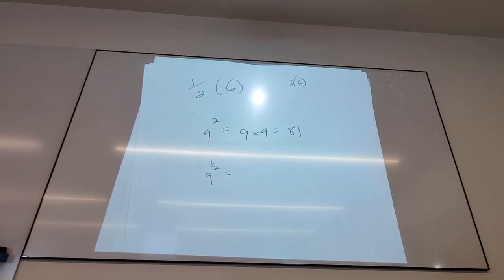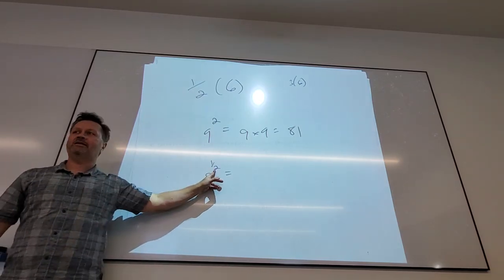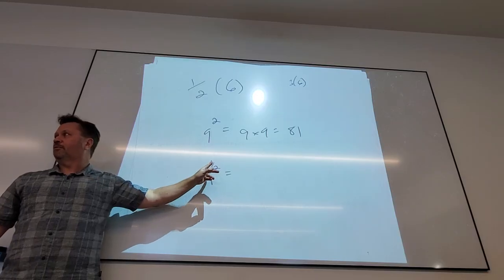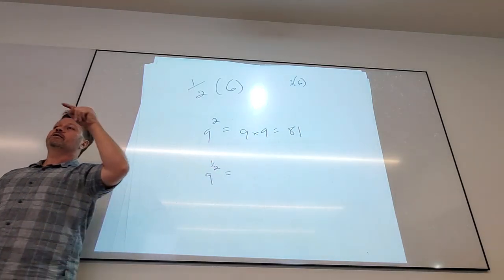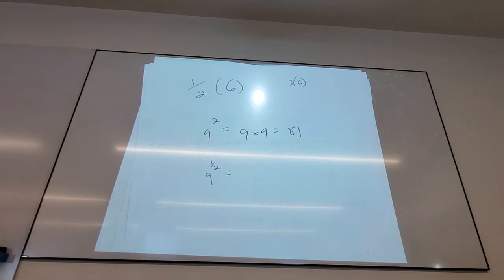9 squared is multiply 2 9s. 9 to the 1/2 is what it takes 2 of to multiply to be 9. Yes? I need you to see this. This is such a cool idea. If you guys are with me or not. You guys all cool with 1/2 of 6 being, what does it take 2 of to be 6? That's a very fundamental way of describing what that's asking us.